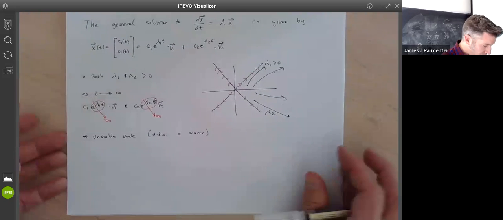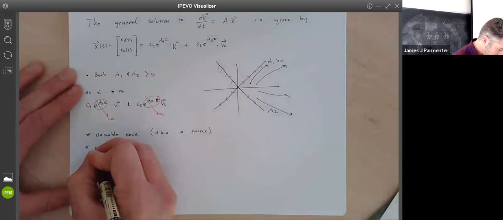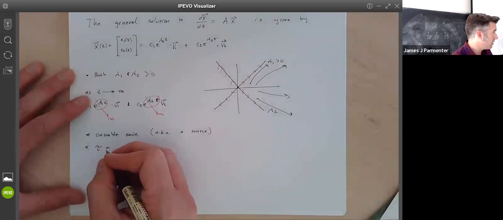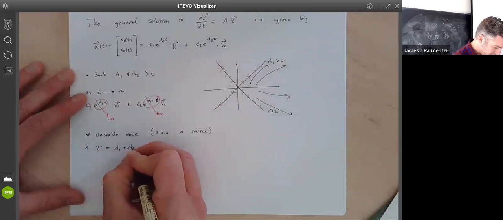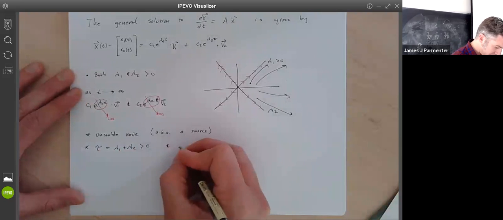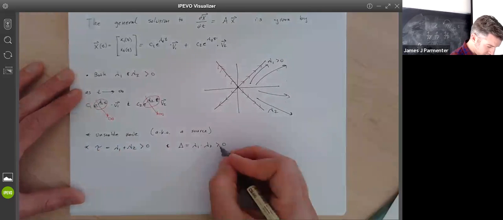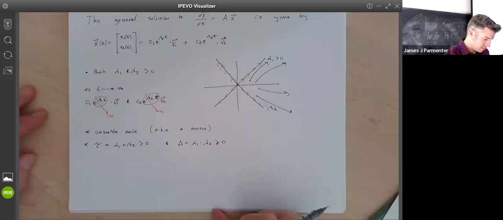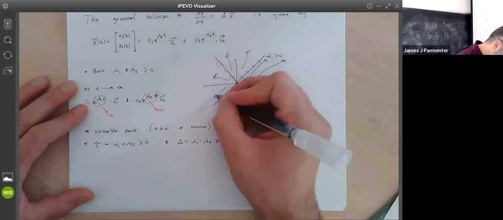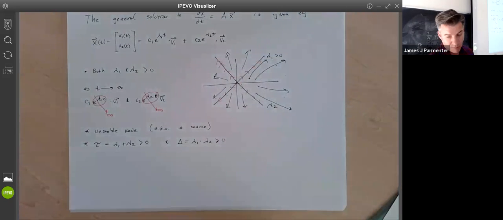And I would point out that we know a couple of things about the matrix. We know that the trace of this matrix, which is equal to the sum of the eigenvalues, is positive. We also know that the determinant, which is the product of the eigenvalues, is positive. Okay, so that's one thing that can happen. They can both be positive.